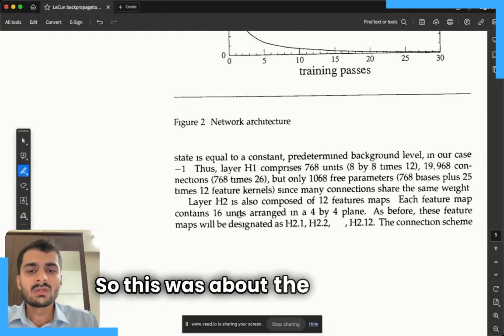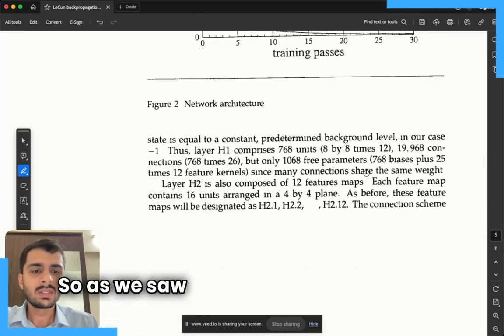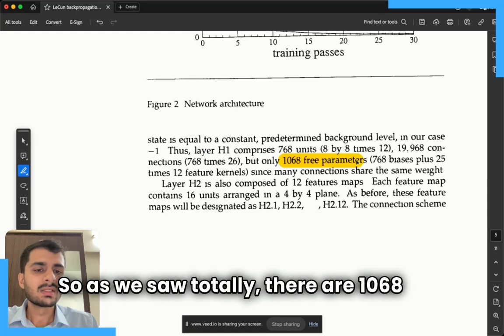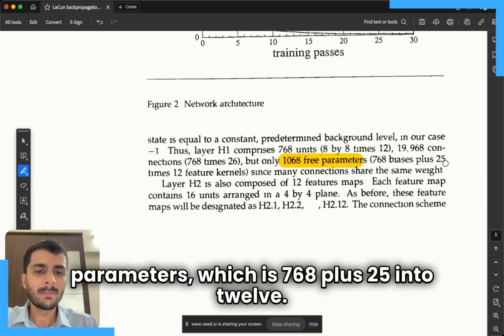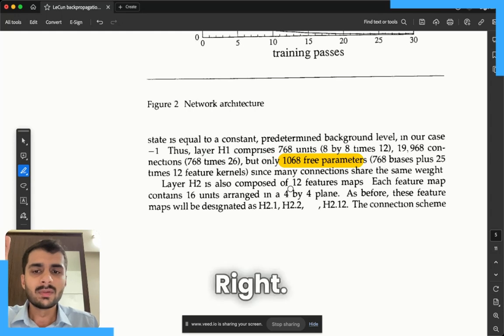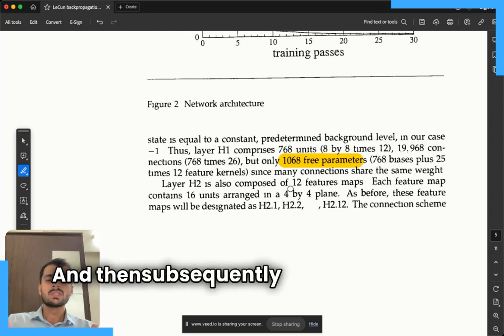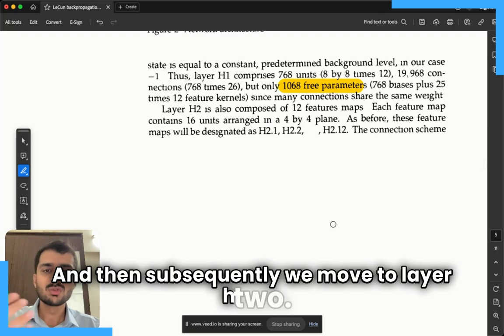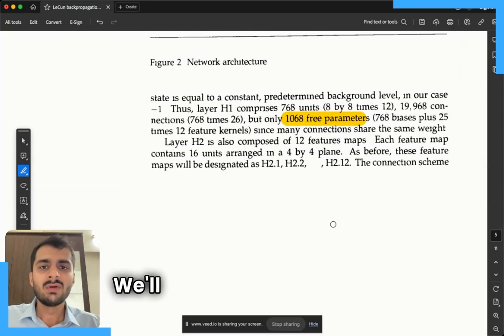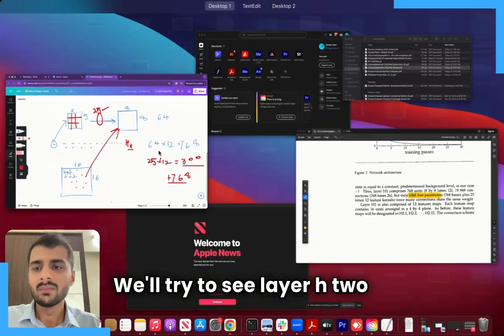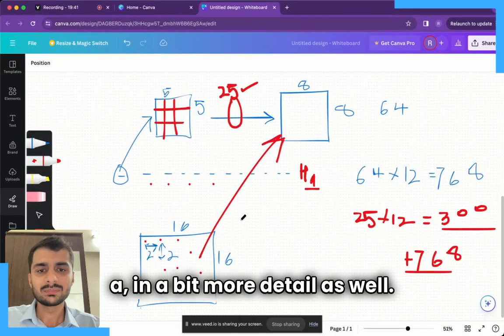So this was about the first layer. As we saw, totally there are 1068 free parameters, which is 768 plus 25 into 12. And then subsequently we move to layer H2 and then we move towards layer H3. We'll try to see layer H2 in a bit more detail as well.